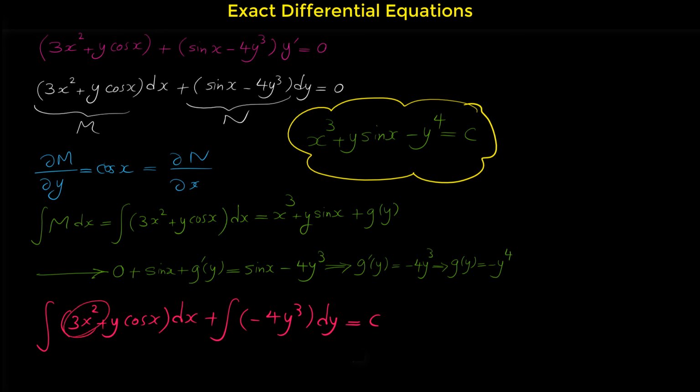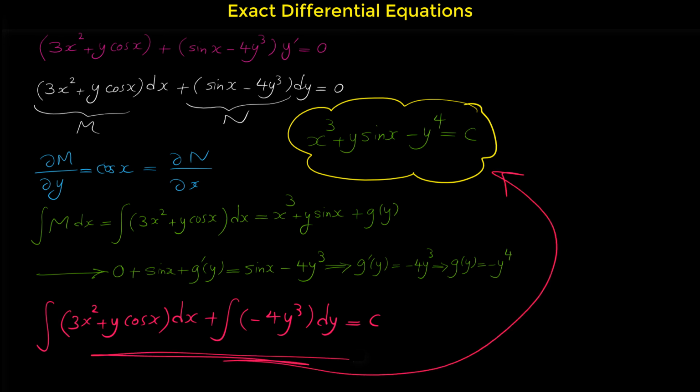The integral of 3x squared is x to the 3. Integral of y cosine of x with respect to x is y sine of x. And integral of negative 4y to the 3 is negative y to the 4 equal c. So as you can see, with the shortcut method you can find the answer easier.